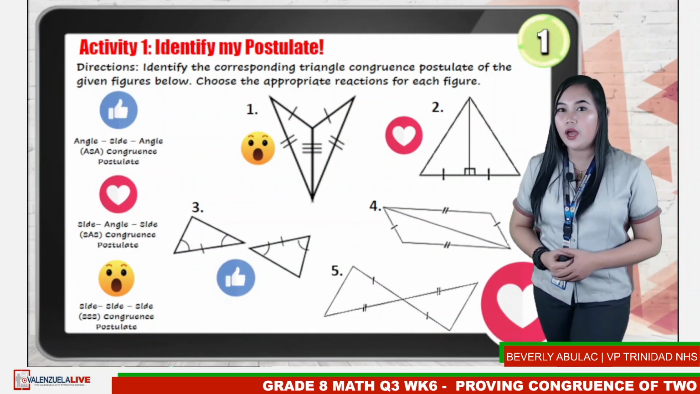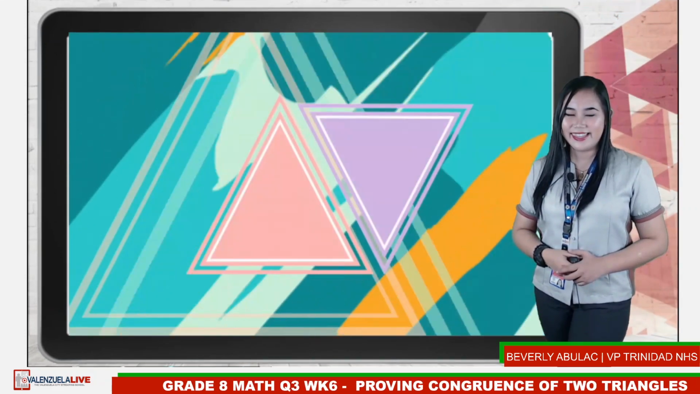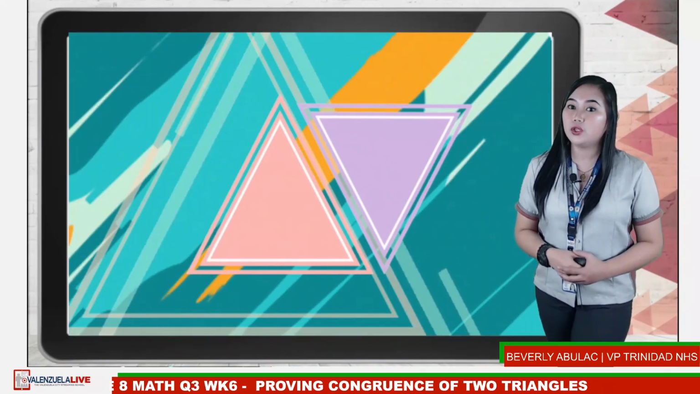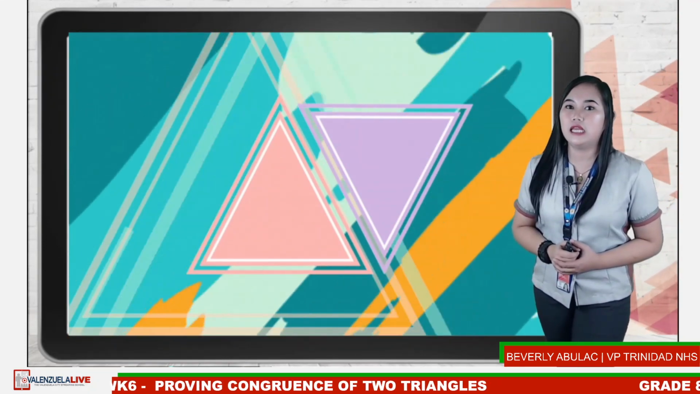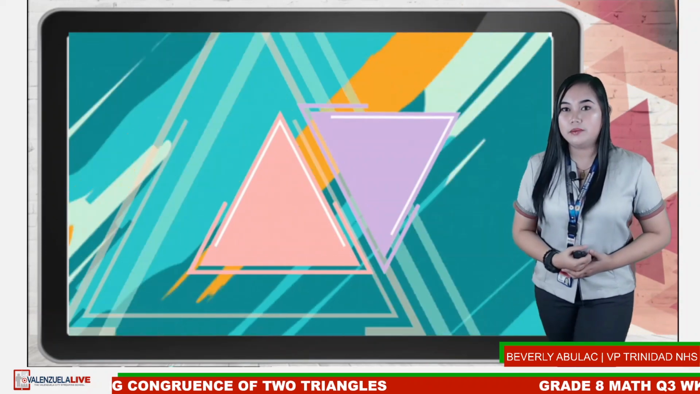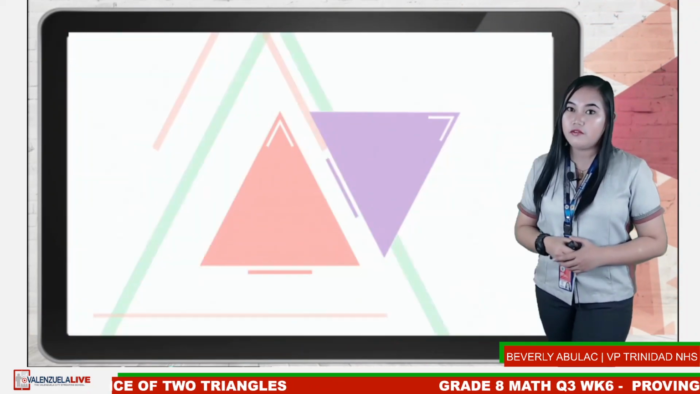Very good, students. I hope you got all the correct answers. Now, how do you find the activity? Do you find it difficult to identify what congruence postulate is illustrated in each figure? What is your basis in determining which congruence postulate is illustrated in each given figure?